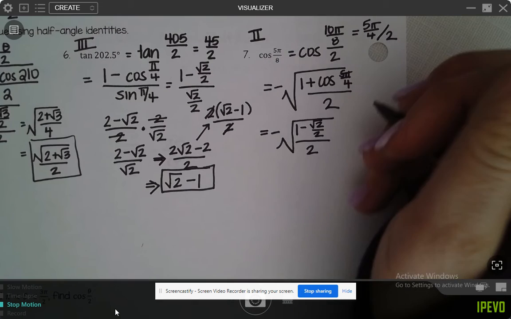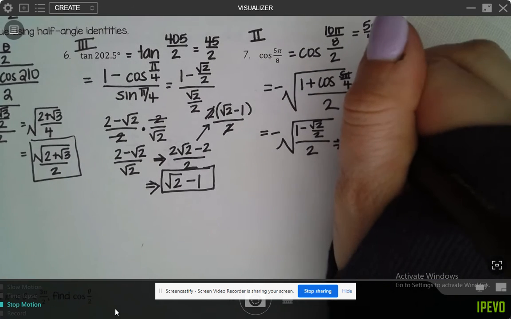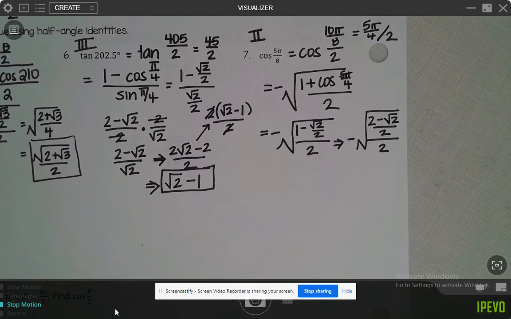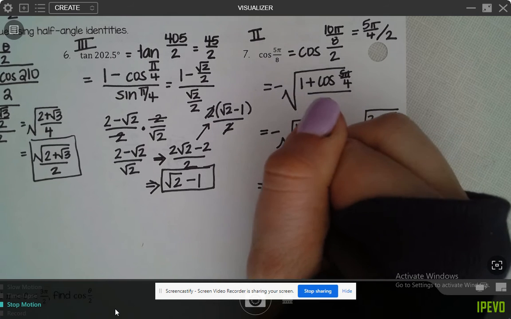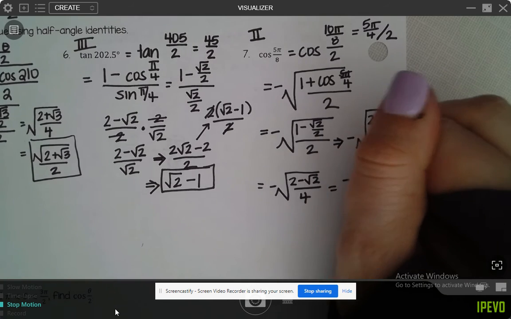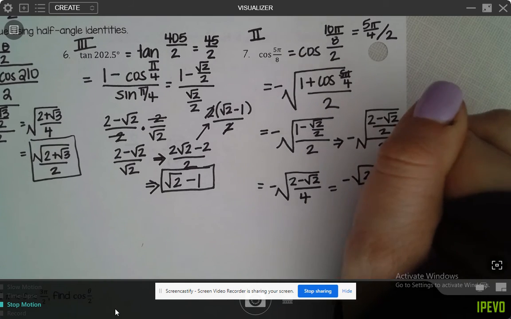What do you have to do? Common denominator. So this is negative the square root of 2 minus radical 2 over 2, all divided by 2. What do we do from here? Multiply by the reciprocal, right? So this is the same as the square root of 2 minus radical 2 divided by 4. Split your fraction. Your final answer is the negative square root of 2 minus radical 2 over 2.